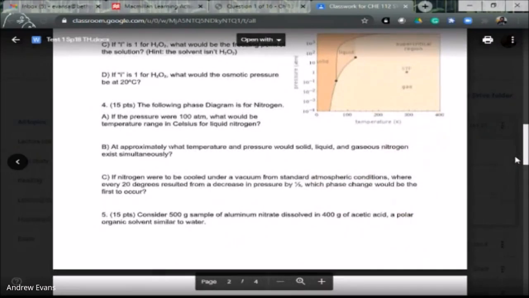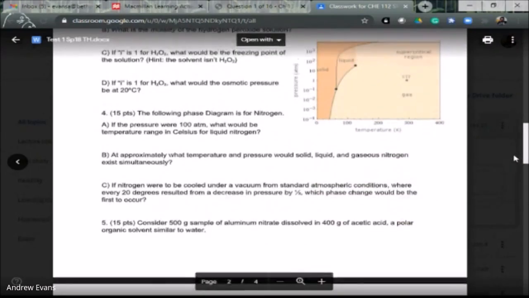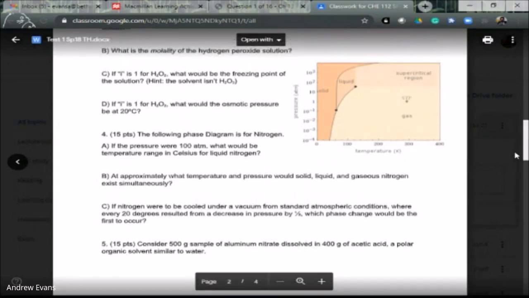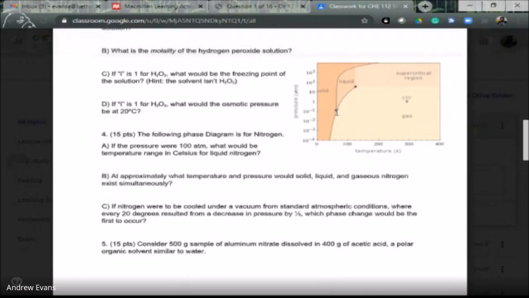Okay. Then, at approximately what temperature and pressure would solid, liquid, and gas exist simultaneously? Where's the triple point? Eyeball it. Give me an approximate number. You don't have to be exact, but you can get pretty close.